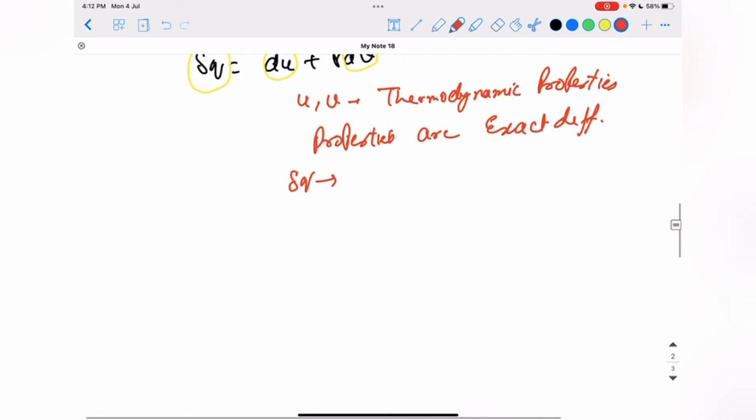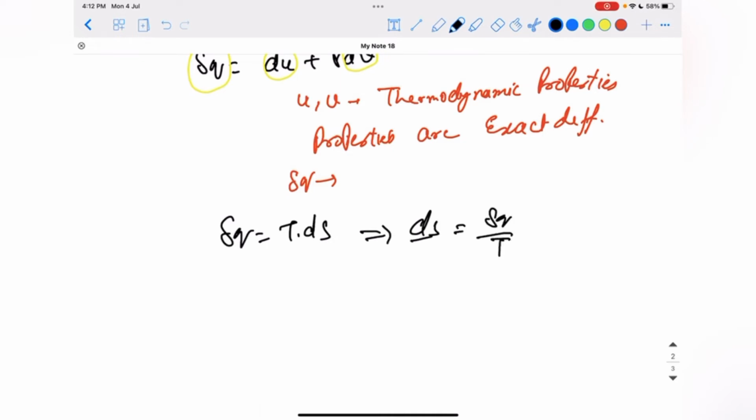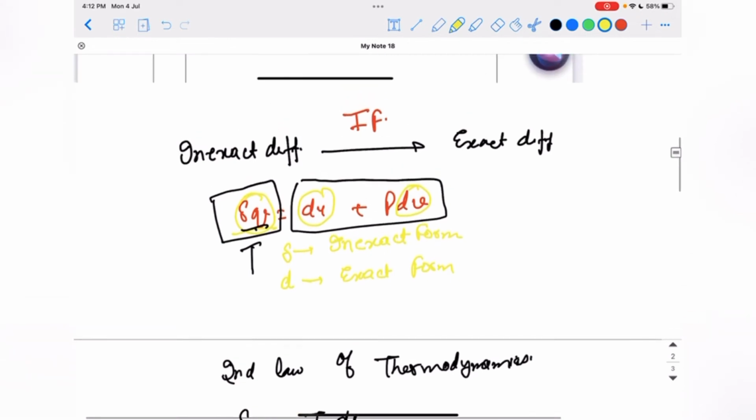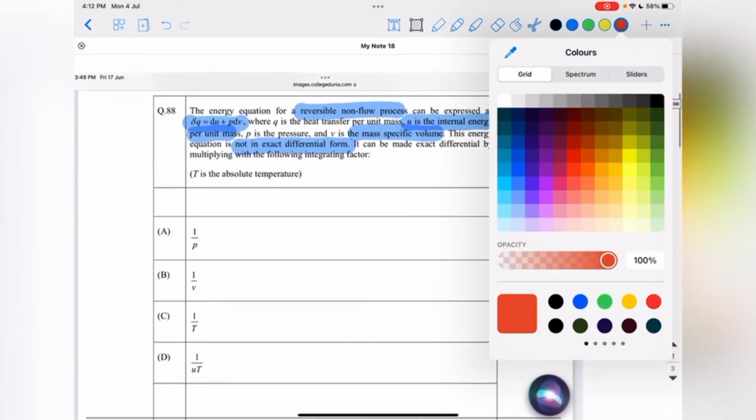So again using the second law of thermodynamics, which says that delta Q is equal to TdS, I can write this equation as dS is equal to delta Q by T. Now this dS is again a property of a system, which is popularly known as entropy, so it is again an exact differential. So from both approaches we got that if I divide this equation by T, delta Q by T, I get an integrating factor which converts this inexact differential form into an exact differential form. So the correct option from the given options is option number C.